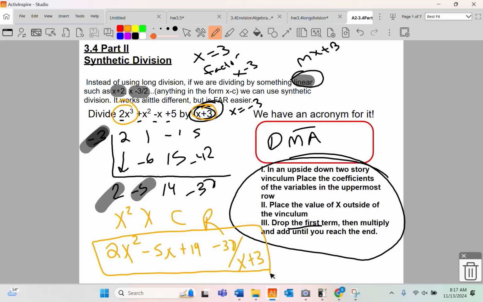Everybody's on the same playing field. It's not hard though. It's actually easier than a long division. Give me more time.